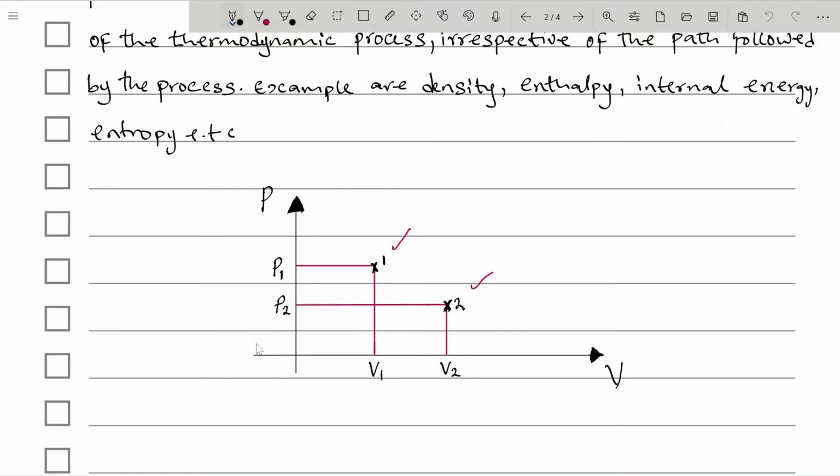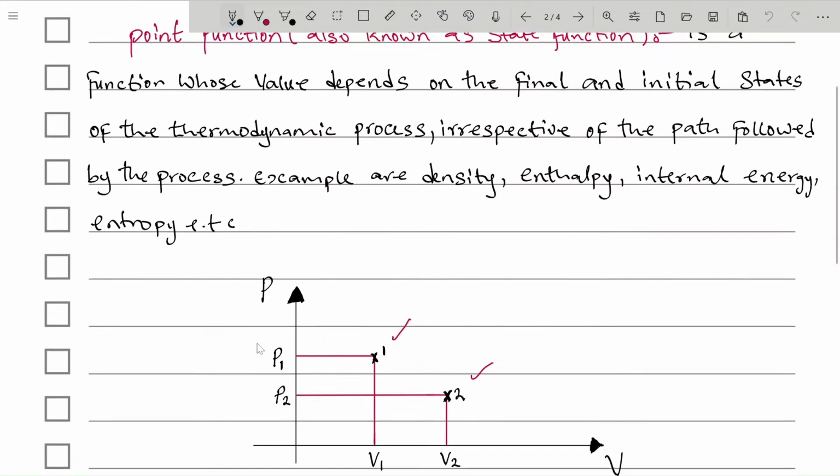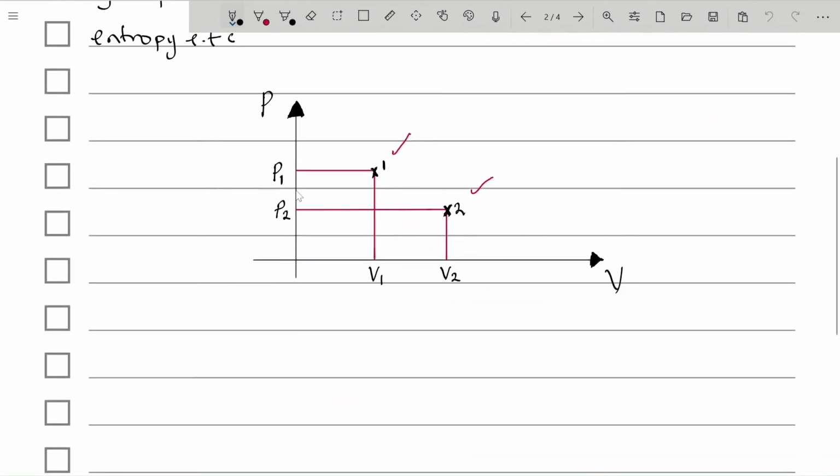So it depends only on the state of the thermodynamic process. It doesn't depend on the process, only on the final and initial state. This is the final pressure, and this is also the final volume. We have a point function here, and we also have another state 1 here. So that means it does not depend on the path followed, it depends only on the state. So pressure and volume are all examples of point function.